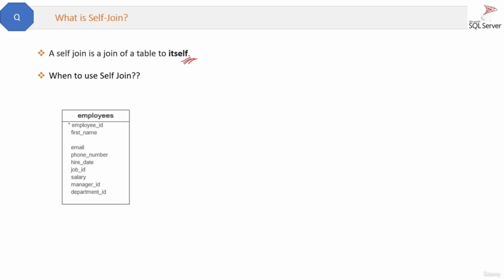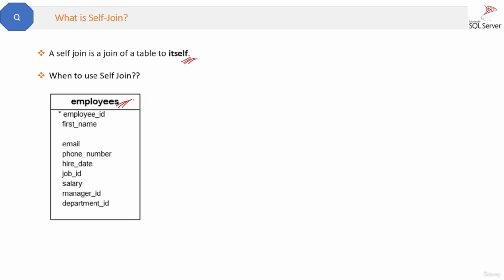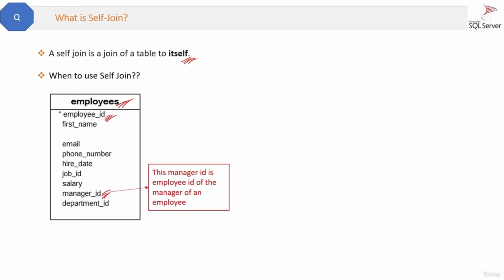Suppose you have an employee table like this. Here all the employees with their employee ID are present, right? Managers are also employees, so they are also present in this table with their employee ID, right? Now most of the employees will have a manager, right? Therefore in the same table there is a manager ID column. Now listen carefully. In this manager ID column we will put the employee ID of the manager of that employee.